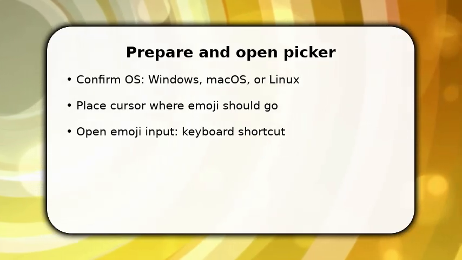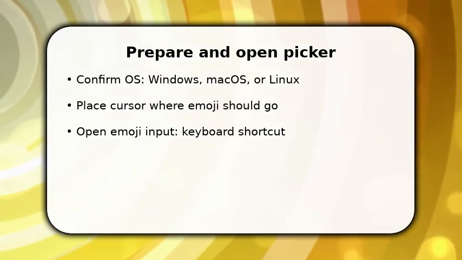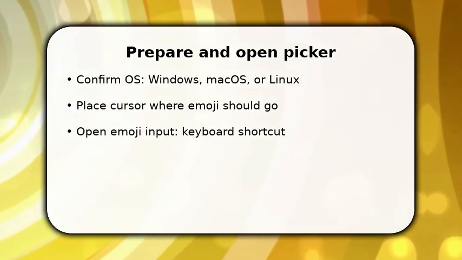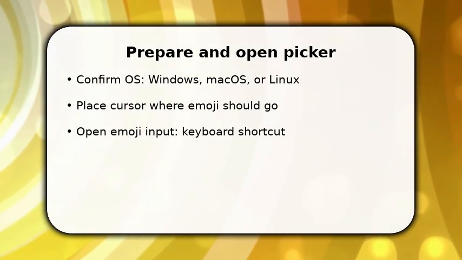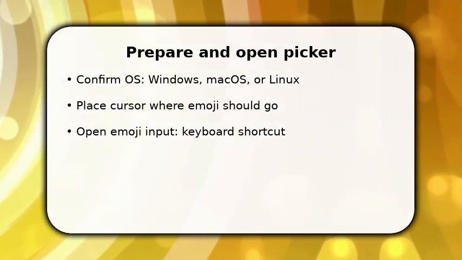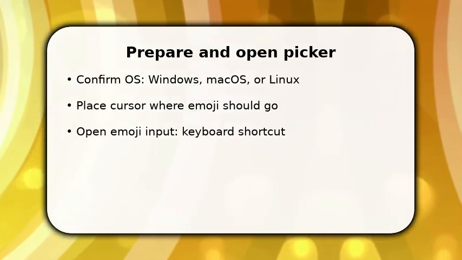You start by confirming your system and placing the cursor where the emoji belongs. This matters because the keyboard method differs by OS. On Windows, press Windows+. to open the picker. On macOS, press Control plus Command plus Space. On many Linux desktops, use Control plus Shift plus U, then type a Unicode hex.